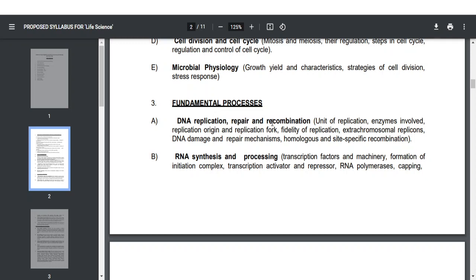Additionally, you need to study recombination, which is very important. In the BARC examination, like BARC 2023, a total of 2 questions were asked from this particular recombination topic.